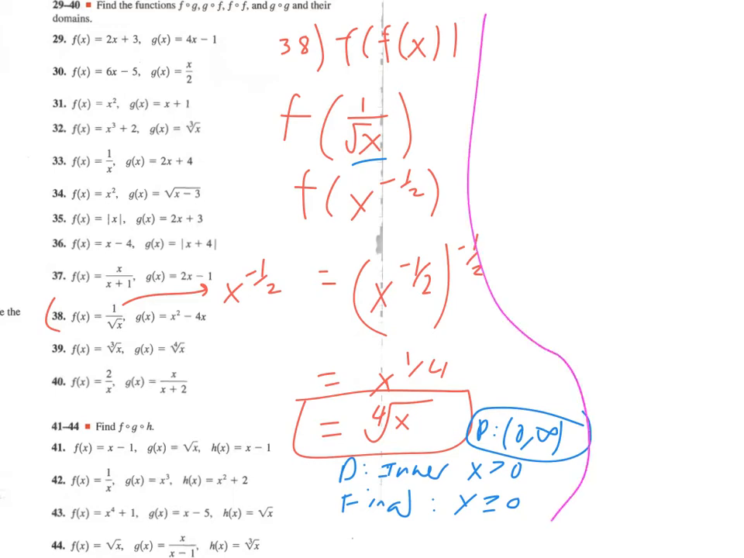All right, now I need to do g of g of x. So for this one, it's going to be g of x squared minus 4x. And so that means I need to go in there and plug in x squared minus 4x in for every x.